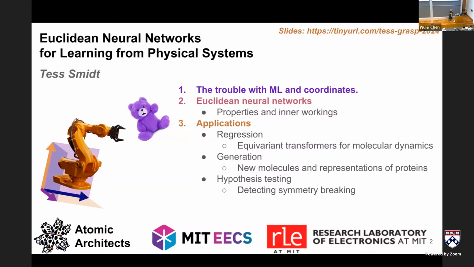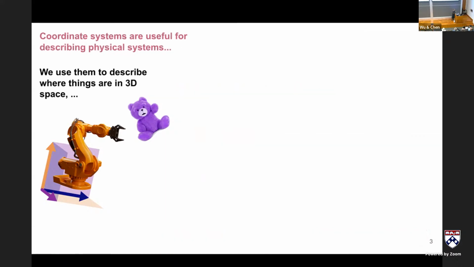And then a little bit of maybe more oddball things you can do with these networks because of the rigorous guarantees that they're built from, like rigorous hypothesis testing, such as finding symmetry breaking in data sets or in dynamics. So with that said, let's get going.